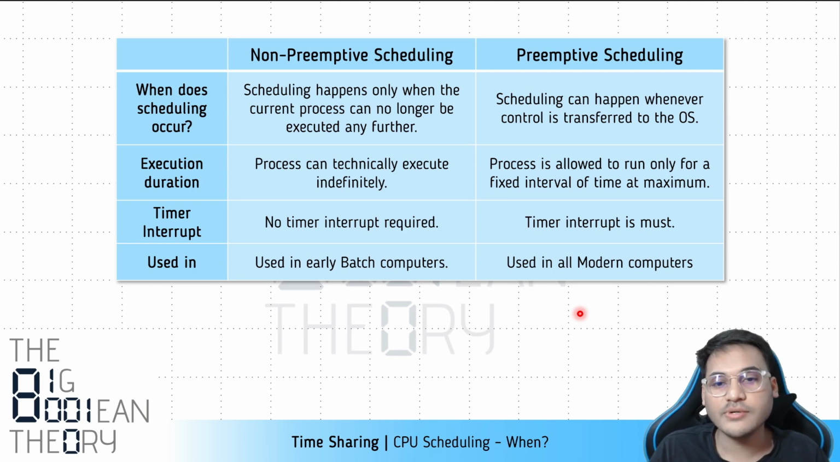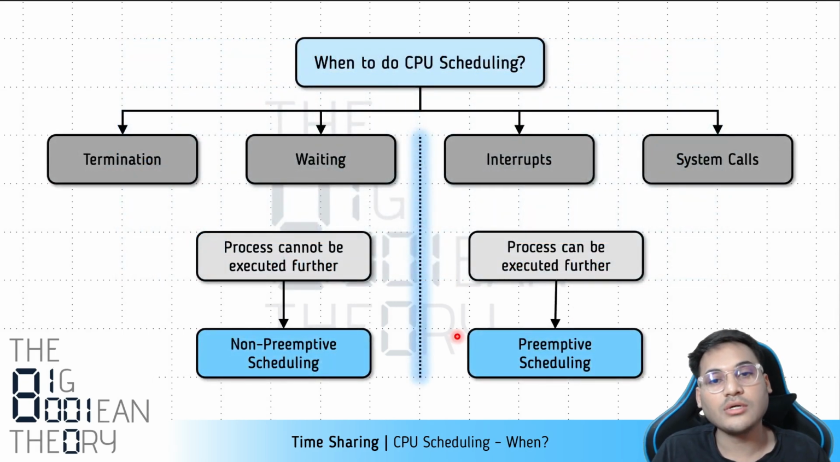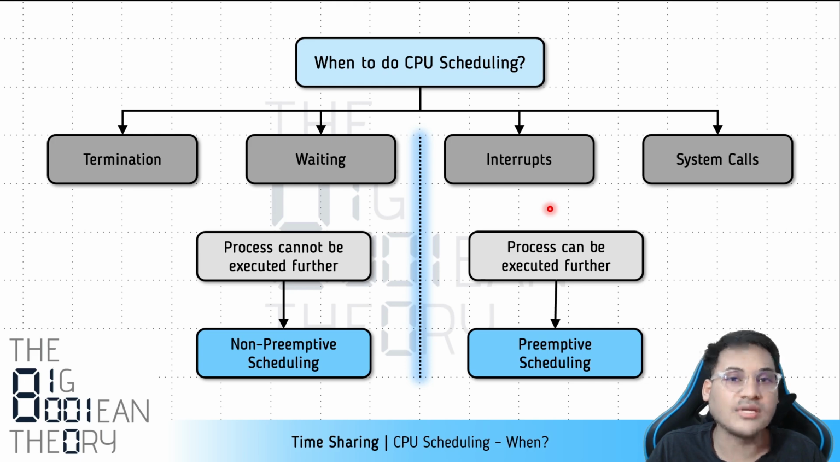So guys, this was about this video. In this video, we basically talked about the question of when the operating system can do CPU scheduling. So we talked about the different cases when the operating system can do CPU scheduling. There are some cases like termination and waiting where the operating system does not even have a choice. It has to do scheduling. Whereas in other cases, when a process gets interrupted or the process makes system calls, then the operating system can choose to switch to some other process, or it can allow the process to run further. So these are the different cases when the operating system can take scheduling decisions.